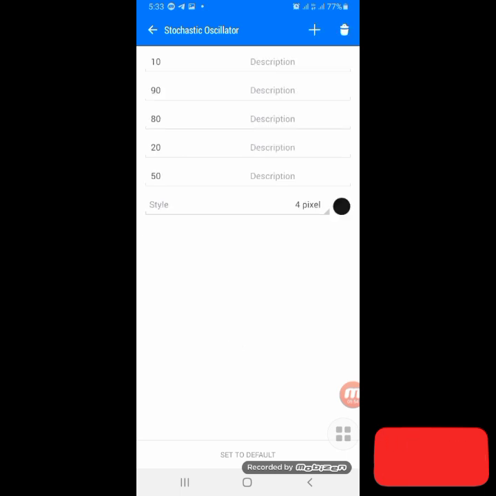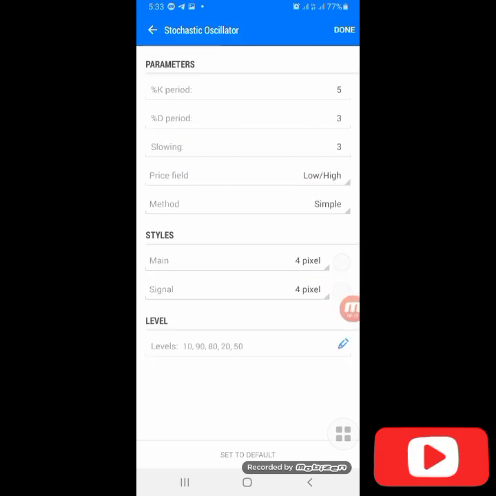All right, now the levels here, I choose level 10, 90, 80, 20, and 50. These are the levels you can choose. I don't want to add any description. If you like, you can add a buy in this place: 10 to be a buy, and 90 to be a sell, then 50 to be the TP, but I don't want to add anything there.